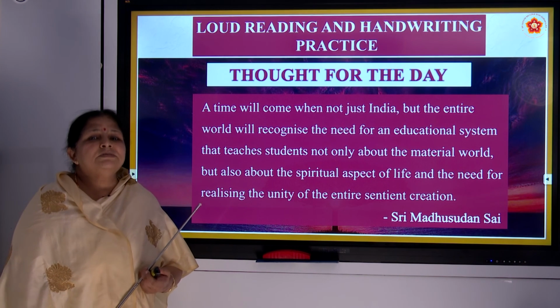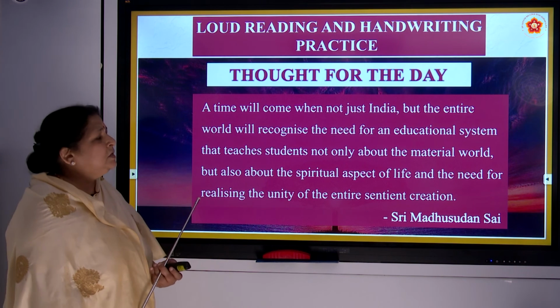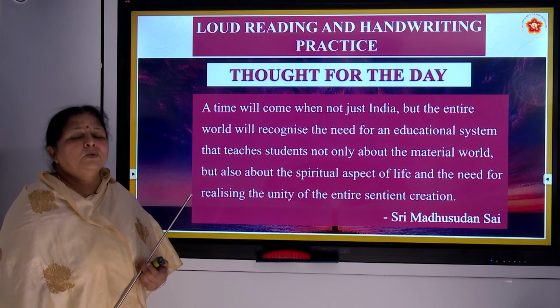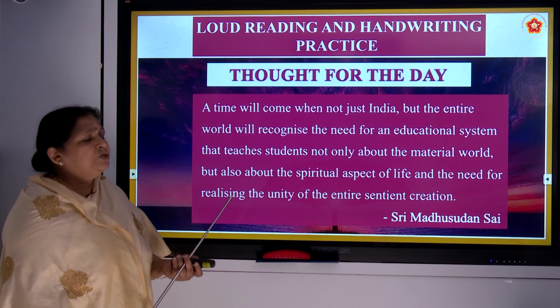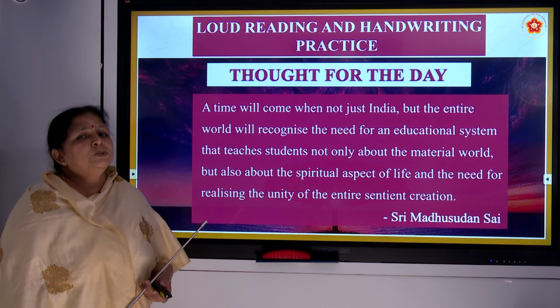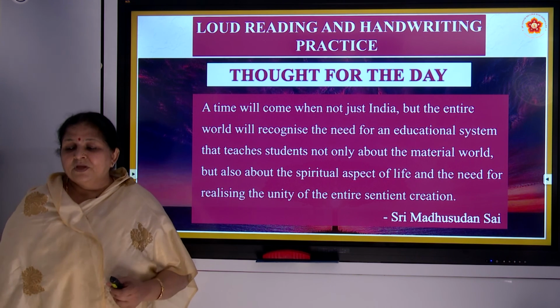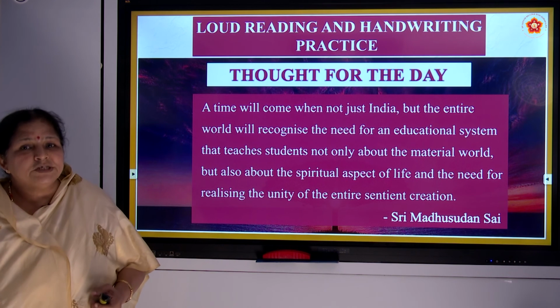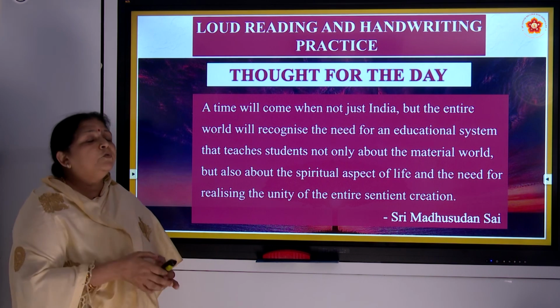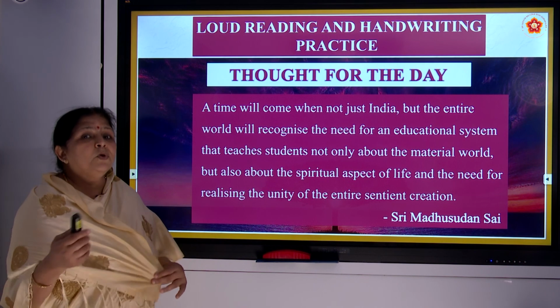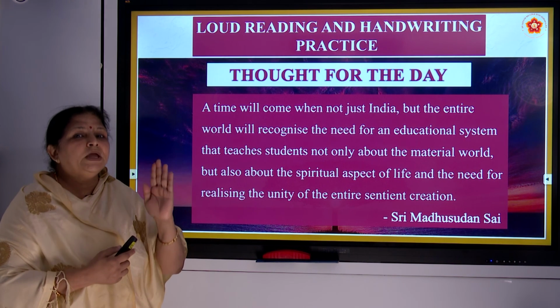So all of you write down this properly, and as I told you, share with your friends and relatives and even your siblings and tell them the meaning of that. As far as you understand, it is very simple language used by Shri Madhusudan Sai, so it is very easy to understand. Now that you have written properly, go through the previous pages of the book and you will be surprised how your handwriting is improving day by day.